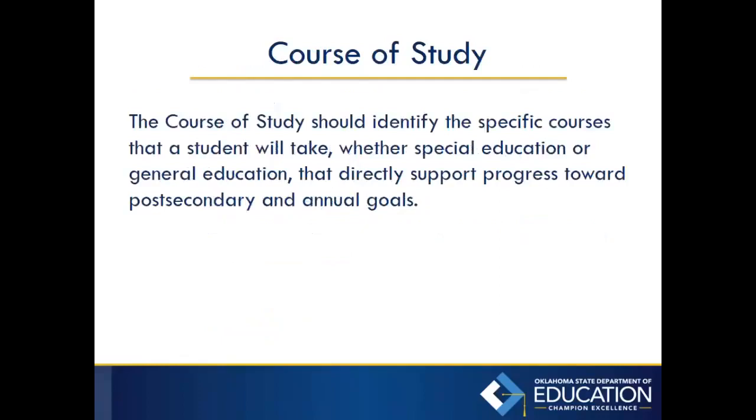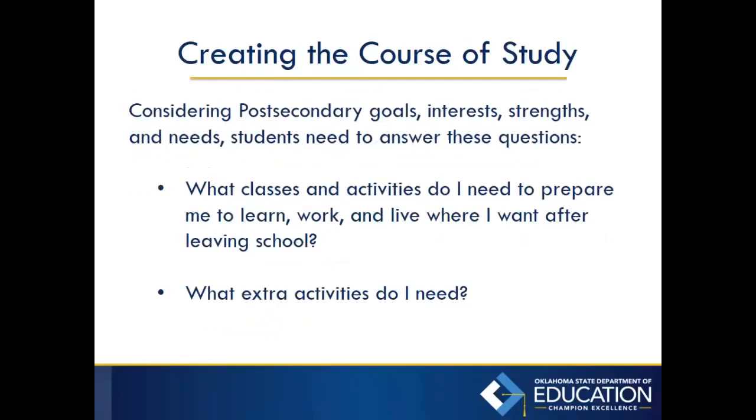Course of study. The course of study should identify the specific courses that a student will take, whether special education or general education, that directly supports progress toward post-secondary and annual goals. When you are creating the course of study, you want to consider the post-secondary goals, the interests, strengths, and needs. And students, along with the support from their IEP teams, can answer these questions. What classes and activities do I need to prepare me to learn, work, and live where I want after leaving school? What extra activities do I need?